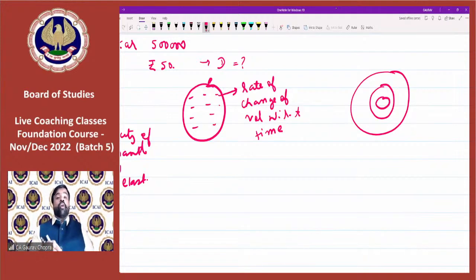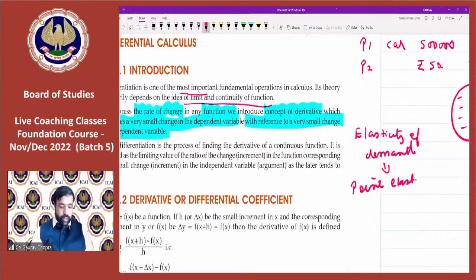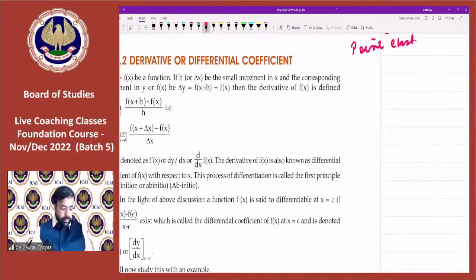Now, what is the rate of change in these waves? If we have to calculate this, we have to use differentiation. So wherever we have to calculate rate of change, we use differentiation. All right, so this is the basic thing: differentiation means rate of change. So let us start with some of the formulas.